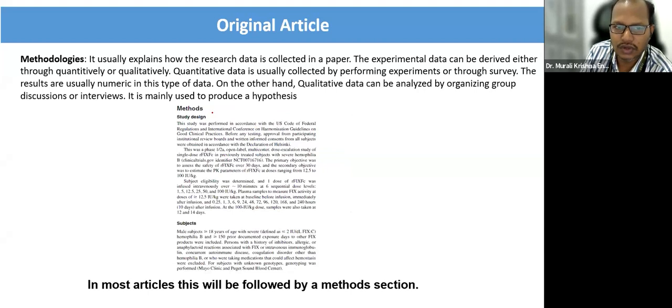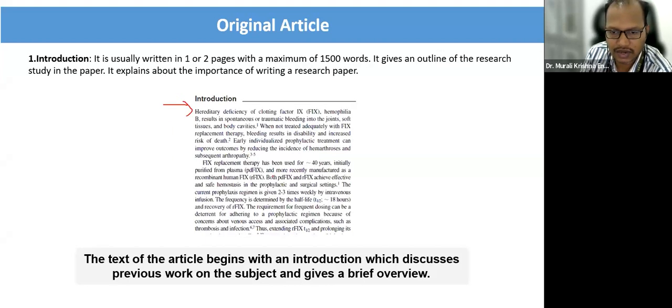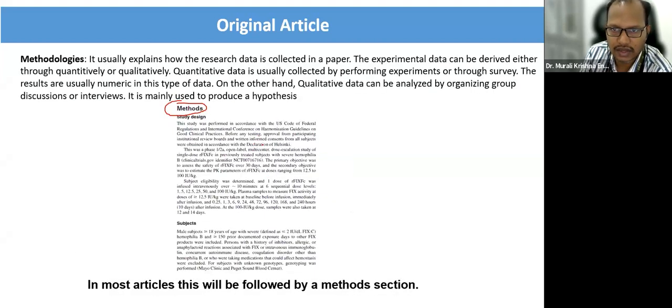Next, you are going to have the methods. The literature review will also be there. You can write a literature review, and you can write about the methods: what methods you are going to use, what kind of experiments you are going to do, and everything.